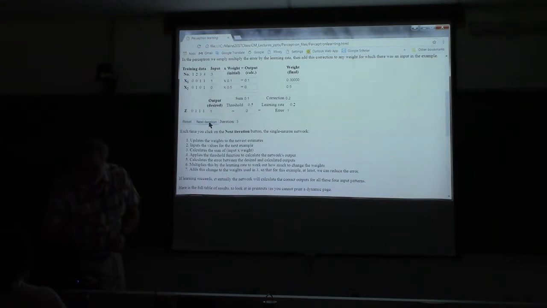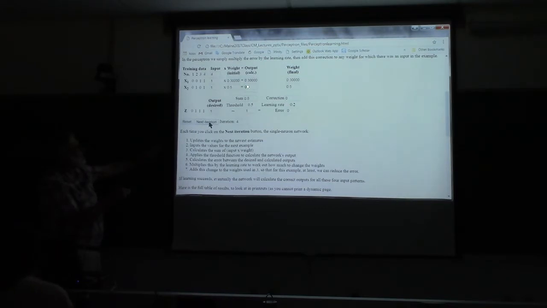Okay, let's go to the next iteration. Now we're going to look at the fourth training set. Okay. Input is 1 times 0.3 is 0.3. Input is 1 times 0.5 is 0.5. Sum is 0.8. The threshold is 0.5. The sum is greater than the threshold, so output a 1. And the right answer was a 1, so we didn't make any error. Okay, life is good, so we don't change the weights.